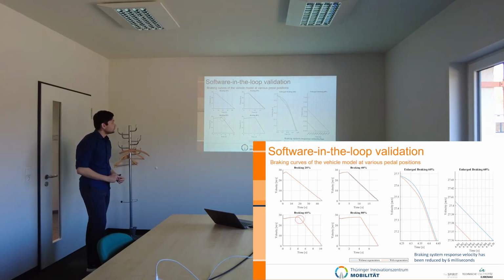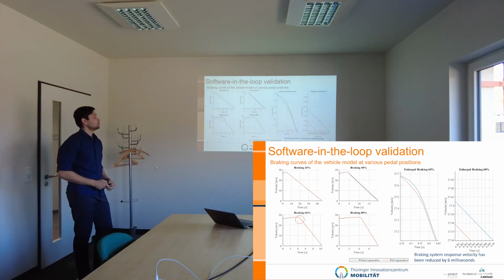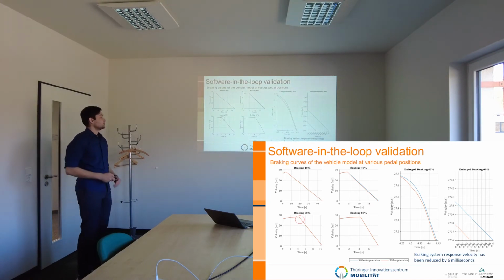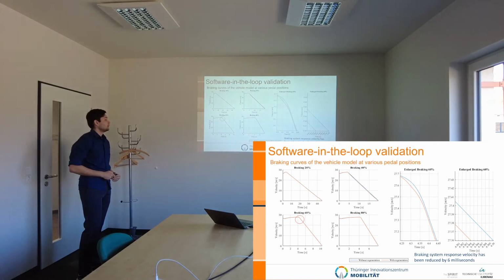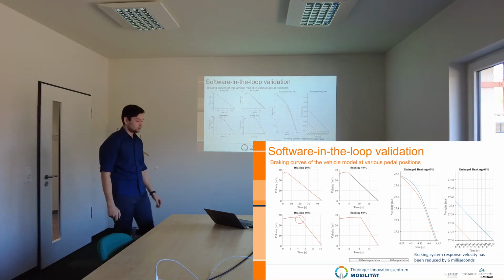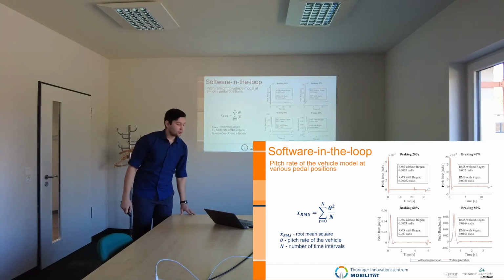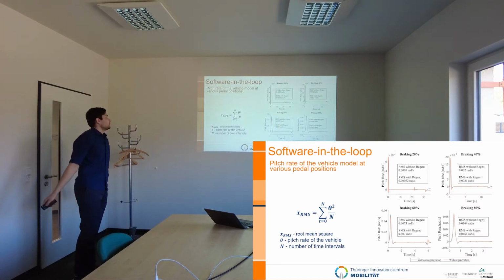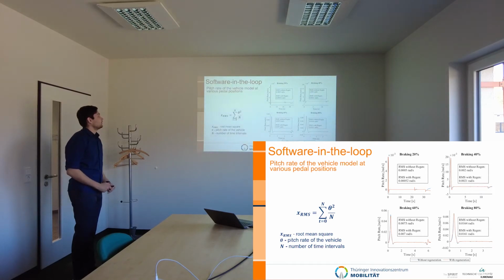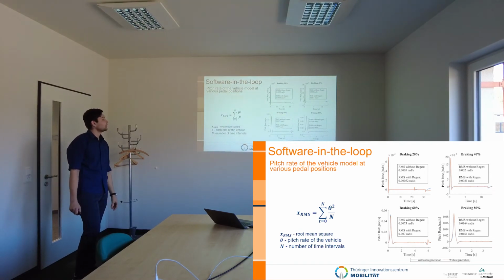For better visibility, you can see an enlarged graph with the braking at 60% pedal position, and we can see that the braking system response time has been reduced by 6 milliseconds because the electric motor starts to work faster than the conventional friction braking system. Also, the average pitch rate was calculated, and you can see that they have almost the same numbers and differ only by 4 or 5 orders of magnitude.